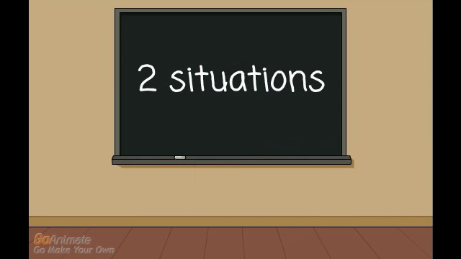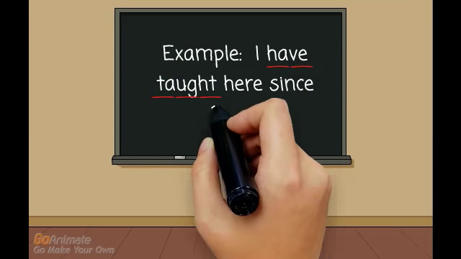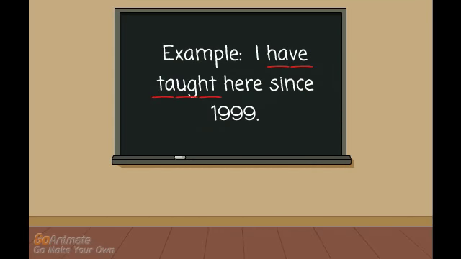There are mainly two situations in which present perfect can be used. The first one is when we have an action that started in the past and continues into the present time. For example, we'll say, so far this semester, I have passed all my exams, because the semester is not over yet. Here's a second example. I have taught here since 1999. It means that I started in 1999, but I'm still a teacher. I'm still teaching here. The action continues into the present time.